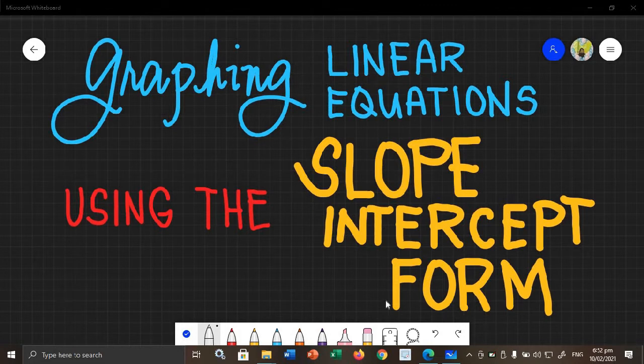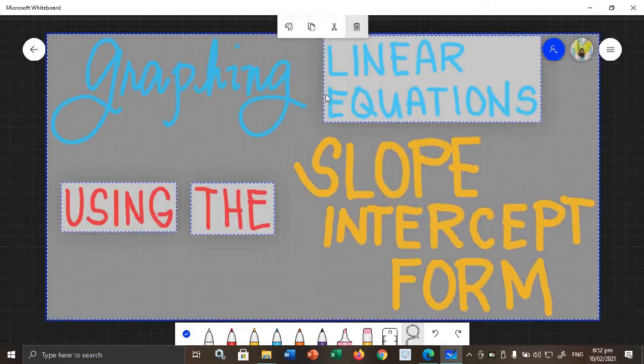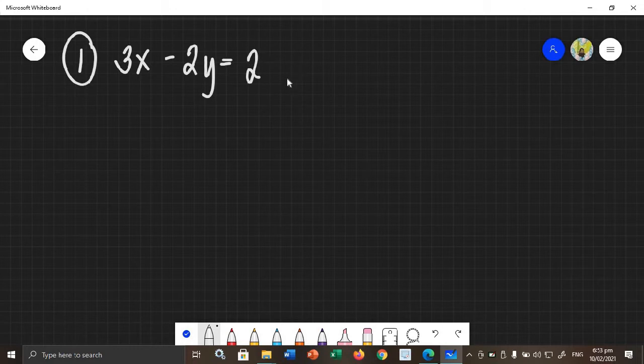So let's say, for example, we will be graphing the linear equation 3x minus 2y equals 2. Okay? So before we graph, let's review what is the slope-intercept form of a line. The slope-intercept form of a line is an equation in the form y equals mx plus b.